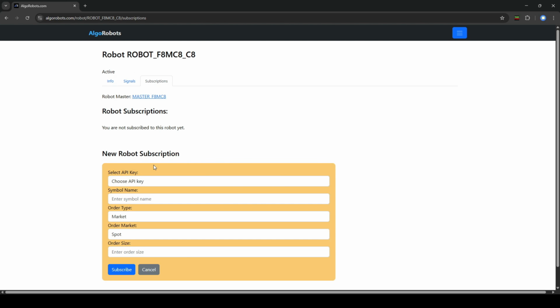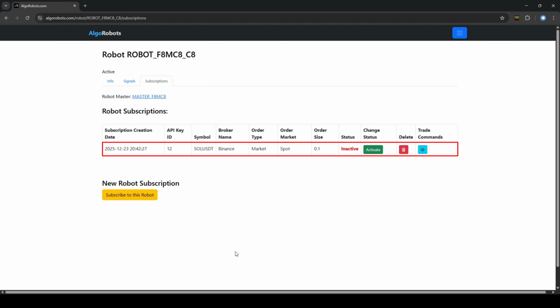It's really easy to subscribe. Just click on Subscribe to this robot, select your pair, your broker, and the order size. Once you're subscribed, you can activate or deactivate the signals for that robot whenever you need to.